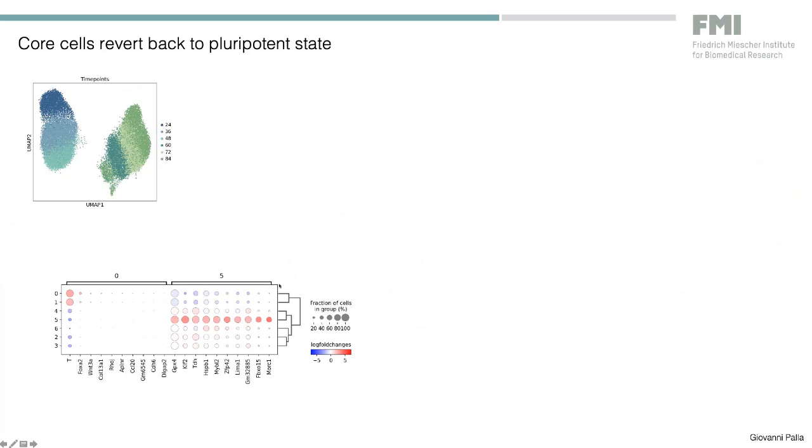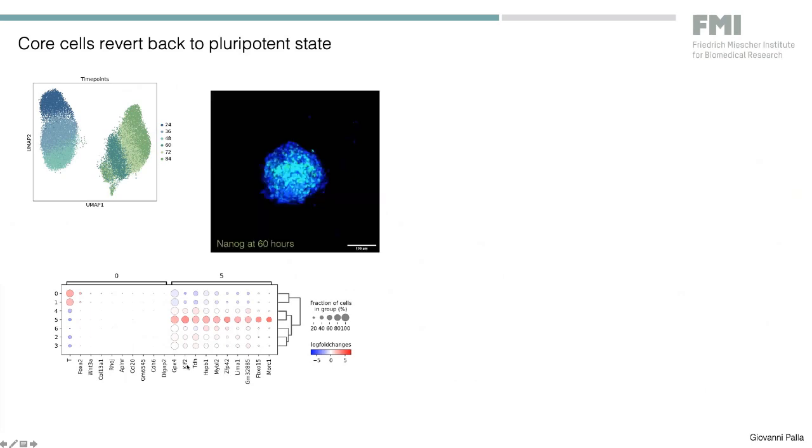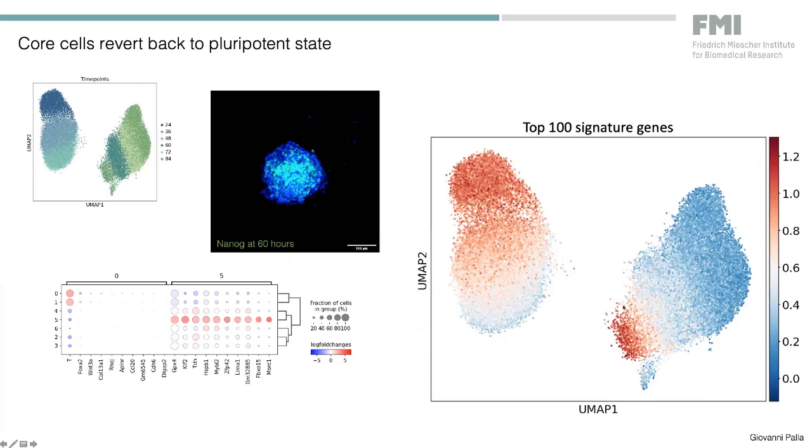And to our big surprise, what we found are very early pluripotent markers. So this is ZFP42 or KLF2. These are very early pluripotent markers. And when we also stain for NANOG, we see that at 60 hours, we still maintain this pluripotent core. And when we color code the signature genes, we see this very early time point in these cells that are stuck at the late time point. But again, in this early time point, we don't see a very clear progression.